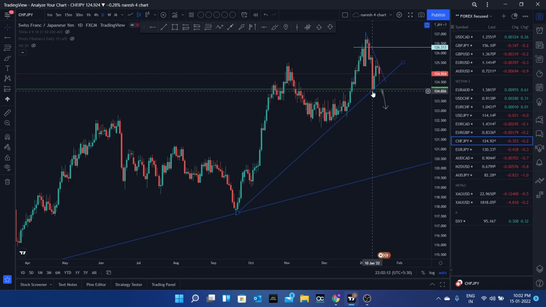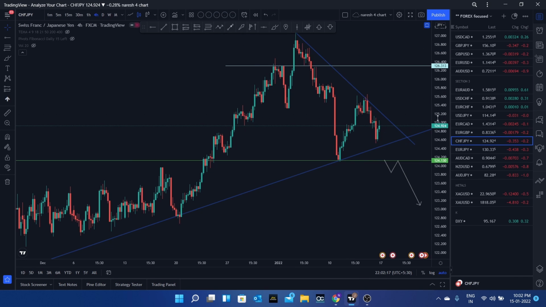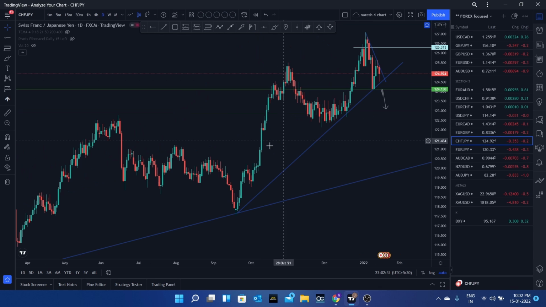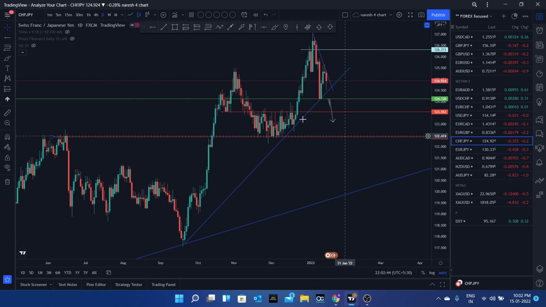I'm expecting you can take this as your first target, and this would be your second target, which is this one. So you can take this as your first target and second target.